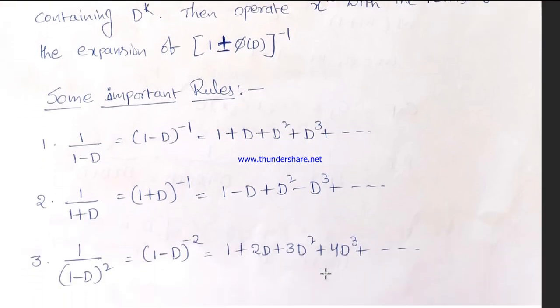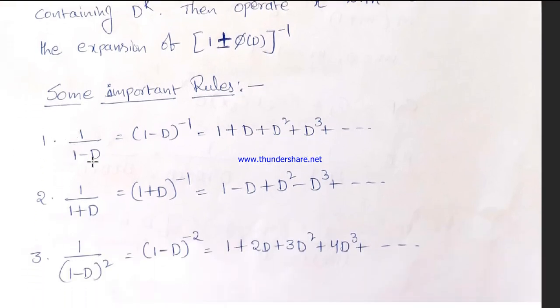Those rules are: 1 by 1 minus D, meaning expansion of 1 minus D whole power minus 1, is equal to 1 plus D plus D square plus D cube plus so on. Second one is 1 by 1 plus D, equal to 1 plus D whole power minus 1, that is equal to 1 minus D plus D square minus D cube plus so on. Here we have alternating signs for the middle terms, so that's why we get the alternating series.